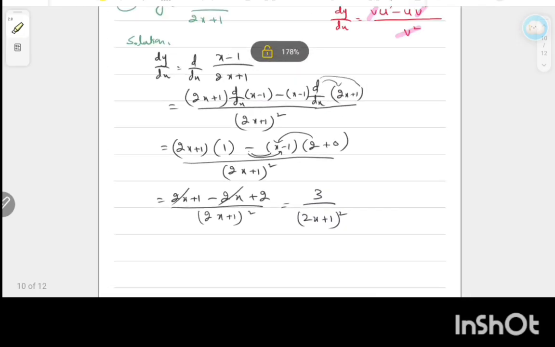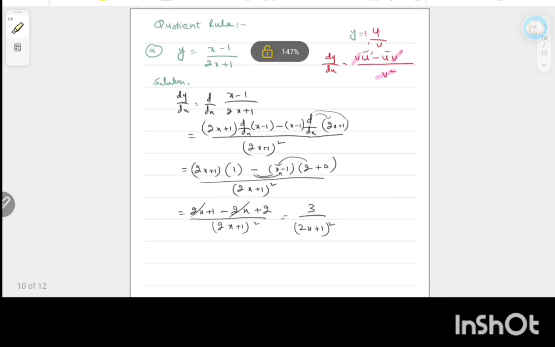You can easily understand the quotient rule. What's the quotient rule? We have to apply the quotient rule in these questions.